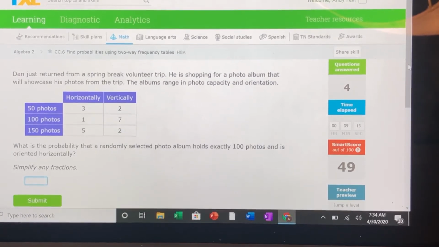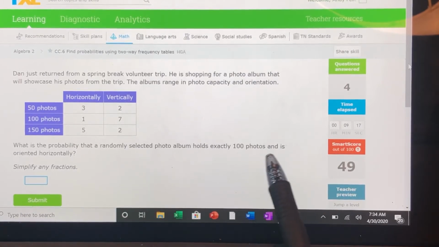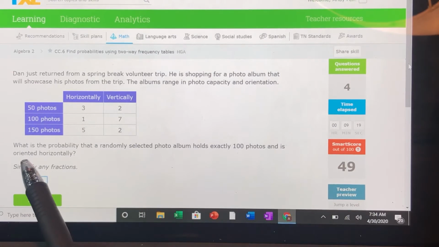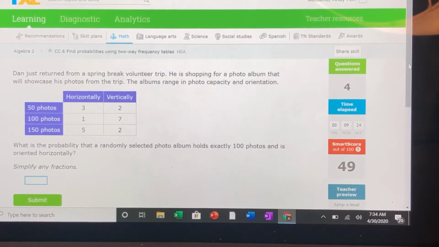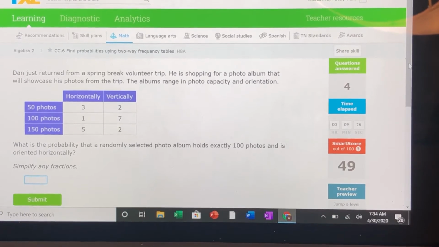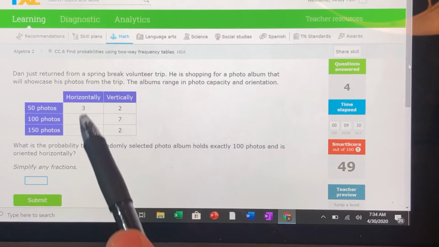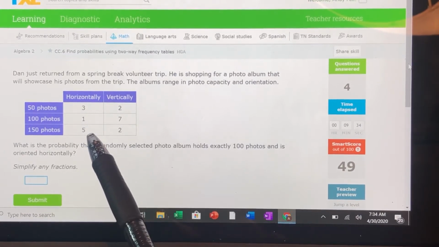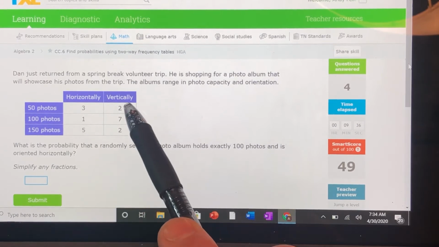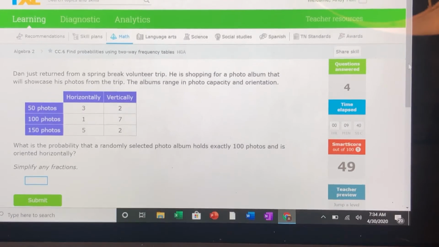What is the probability that a randomly selected photo album holds exactly 100 photos and is oriented horizontally? And, so that means it has to be both. It can't be one or the other. It's got to be both. So let's see. First of all, how many are in the sample space? So 3, 1, and 5, those add up to 9. 2, 7, and 2, those add up to 11. So 9 and 11, that's 20 again.